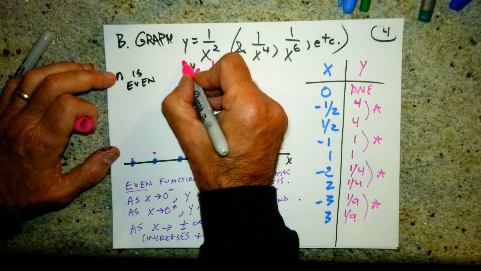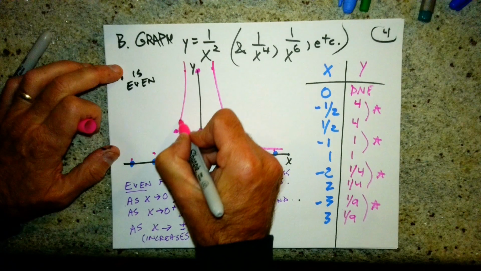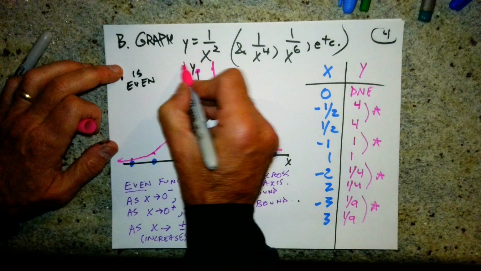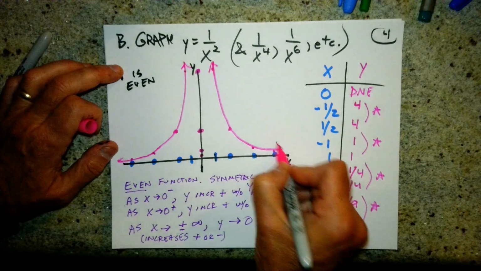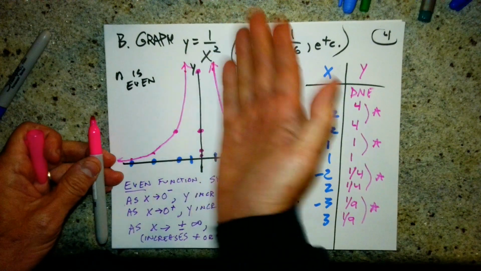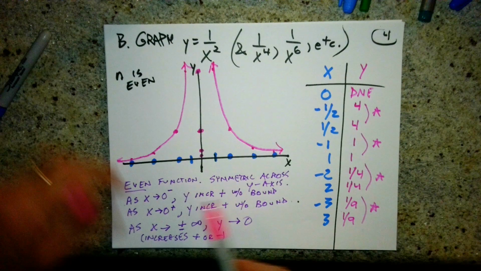And on this side, you get the same graph but a mirror image. The y values are positive when x is negative. Okay, this is an even function, which means it's symmetric across the y-axis. We saw that in the previous video.